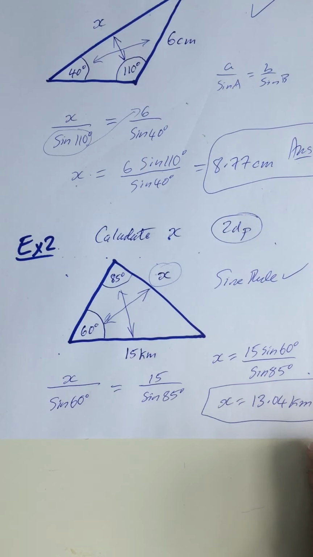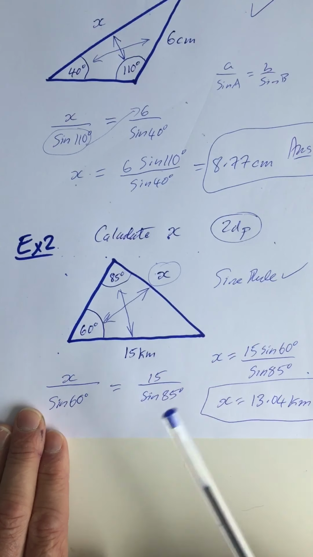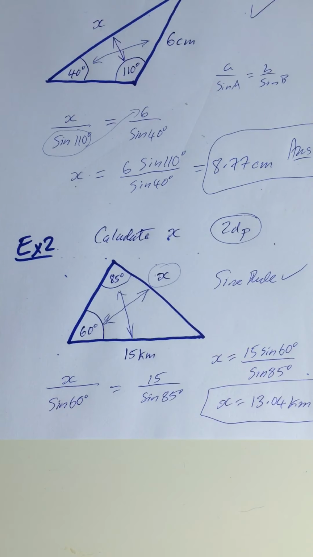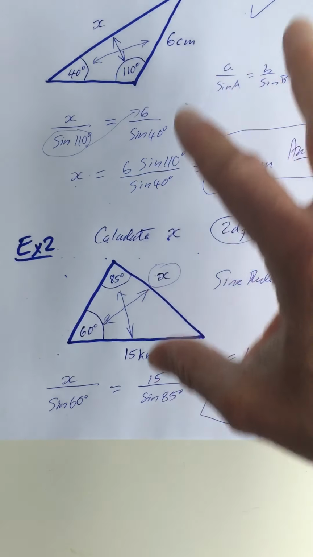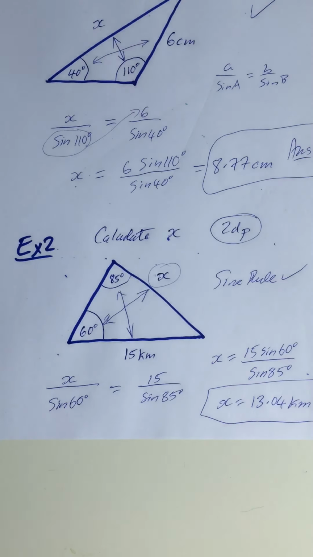And that's the sine rule. It's called the sine rule because it has sines in it. In the next video, I'll show you how to use the sine rule to find a missing angle. In this video, we did sides. In the next video, I'll show you how to find a missing angle.